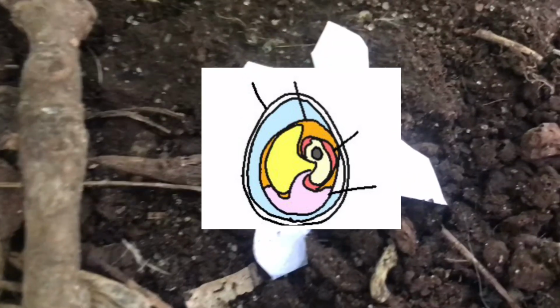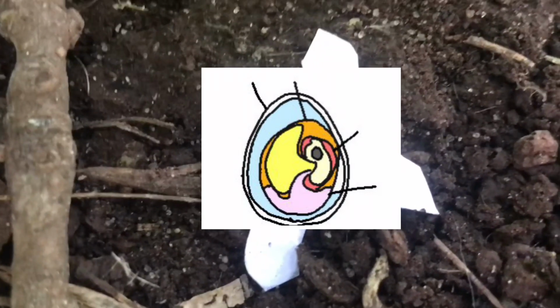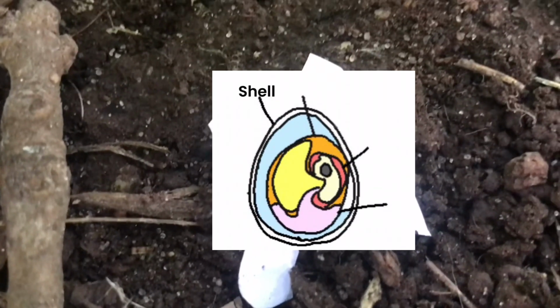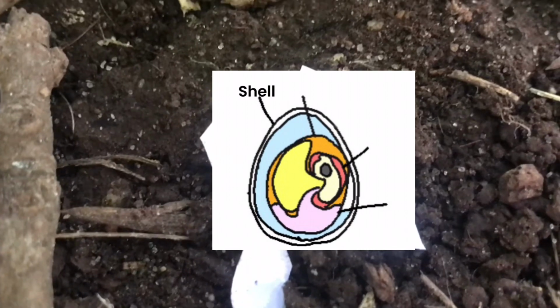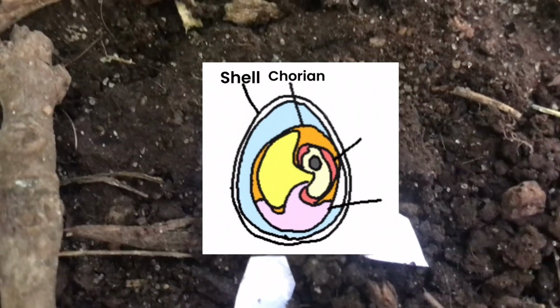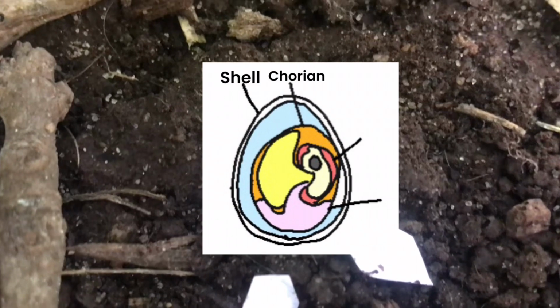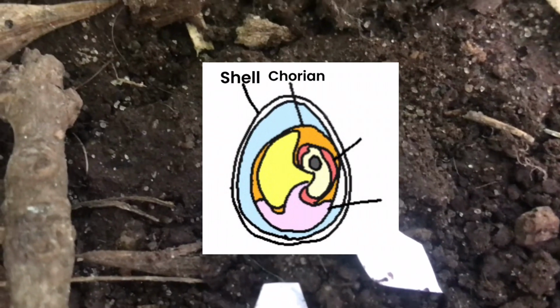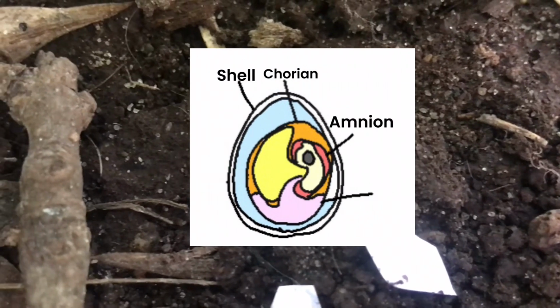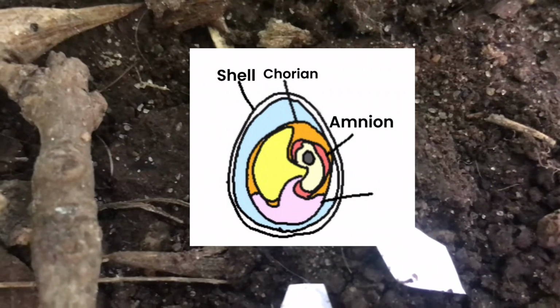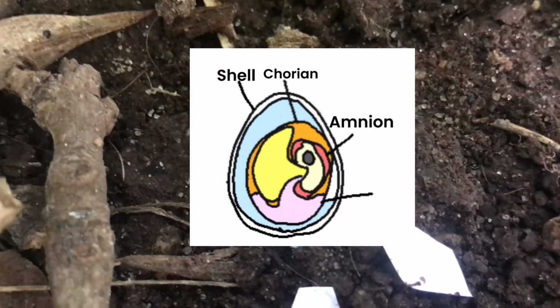There are a couple basic parts that make up an amniote egg. First, there's the shell, which keeps all of the parts inside the egg. Then there's the chorion, which is the membrane that surrounds the embryo. Then there is the amnion, the part that gives the name to amniotes. That is the innermost layer that surrounds the embryo.